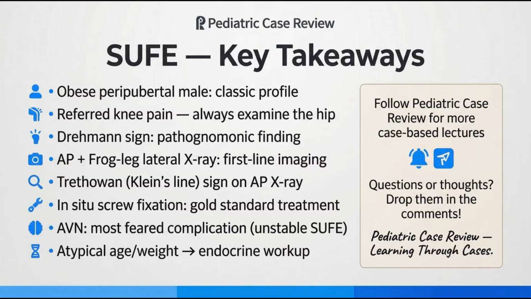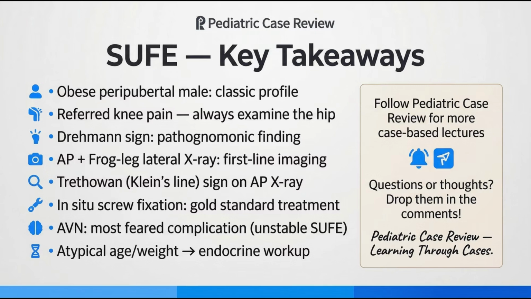And that brings us to the end of this lecture on slipped upper femoral epiphysis. Let us recap the key takeaways. The classic patient is an obese peripubertal male. Always examine the hip in a child with unexplained knee pain, as referred pain is a classic trap. The Drehmann sign, which is obligate external rotation with hip flexion, is pathognomonic.